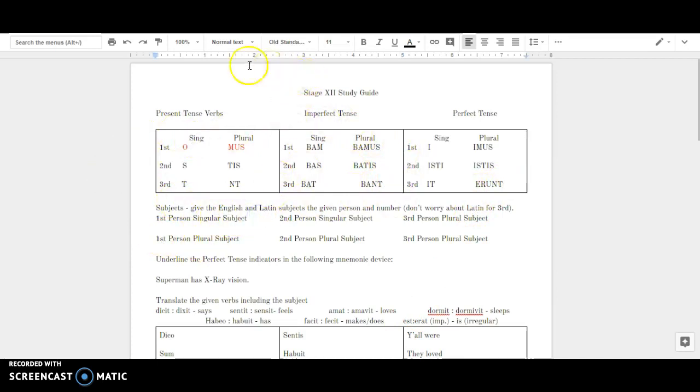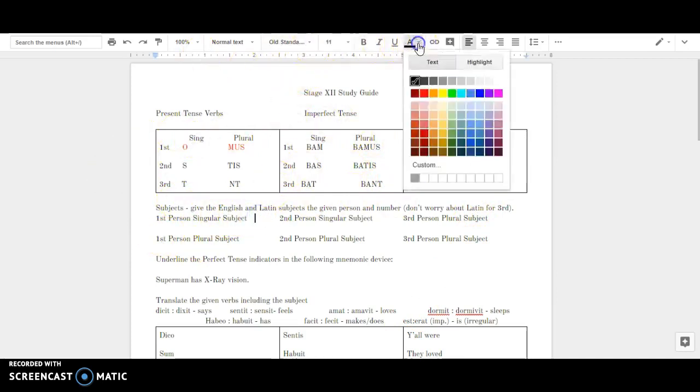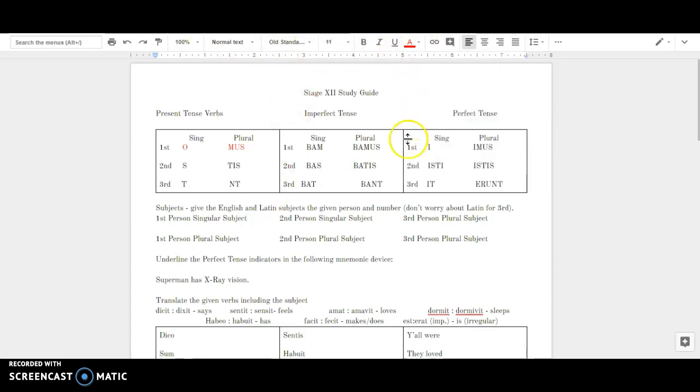All right. So when we're talking about first, second, third person singular, plural, we're talking about different subjects. So if you see a verb ending with an o, bam, or an i, that's first person singular. Your subject is going to be I. Second person singular, s, bas, or isti, your subject is going to be you.